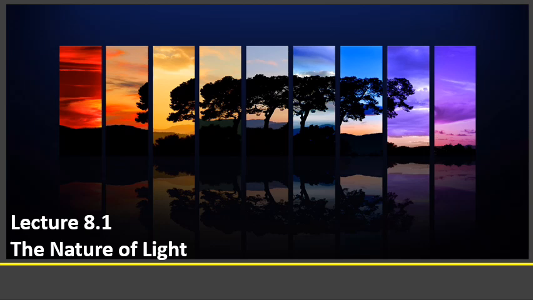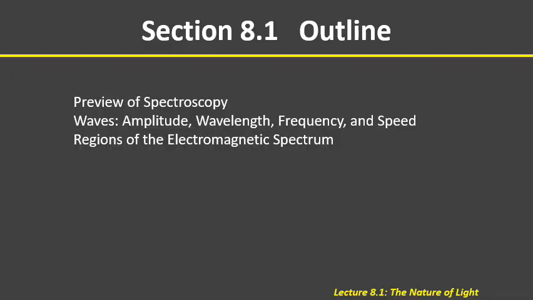This is lecture 8.1 on the nature of light. Okay, we're going to look at a couple of things in this lecture. We're going to look very briefly at spectroscopy, which is kind of the reason that light is important. And then we're going to look at properties of waves, including wavelength, frequency, and speed. And then we're going to look at regions of the electromagnetic spectrum.